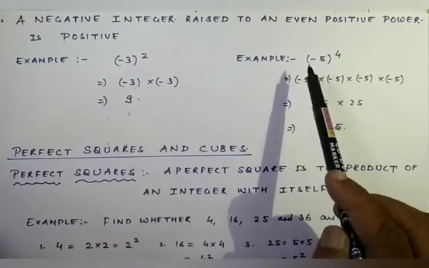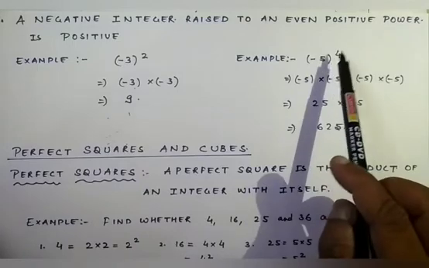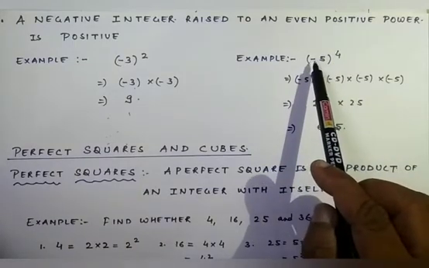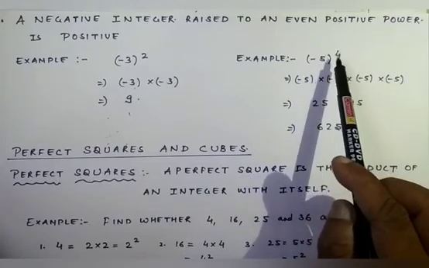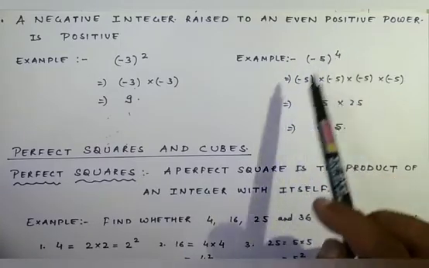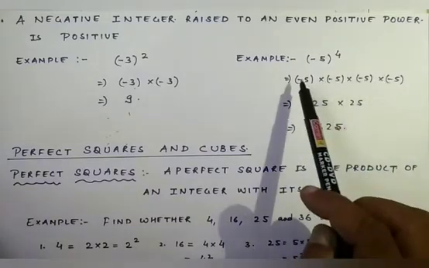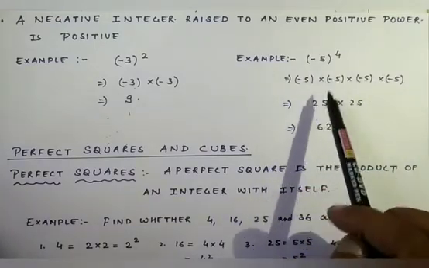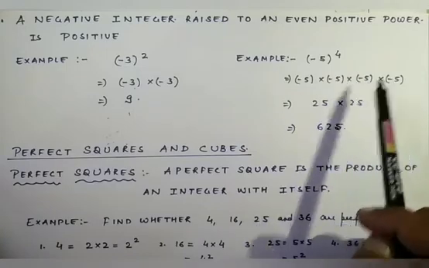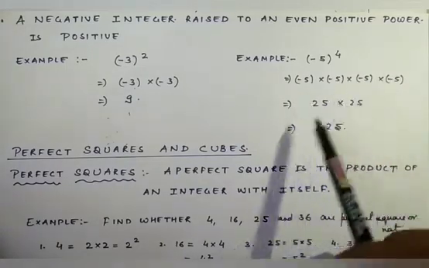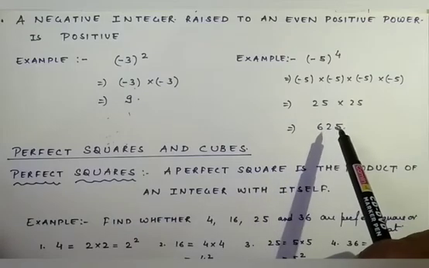Let us see another example. Minus 5 to the whole power 4. Over here the base that we have taken is negative and the power that I have taken is positive. So if I am going to multiply minus 5 4 times, it will be minus minus plus, 5 5 is 25, into minus minus plus, 5 5 is 25. So the product of 25 into 25 is equal to 625.